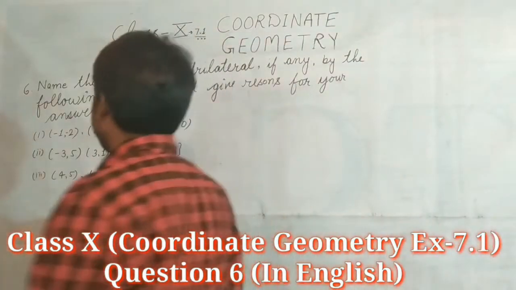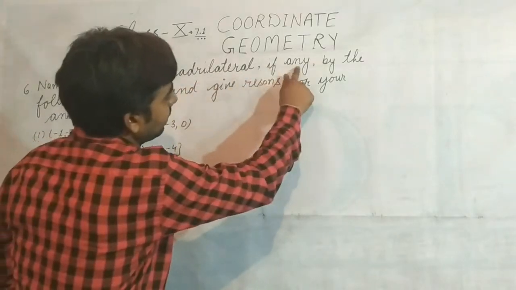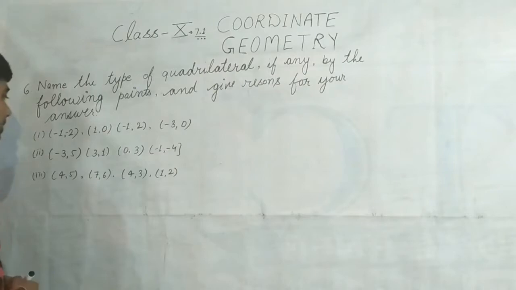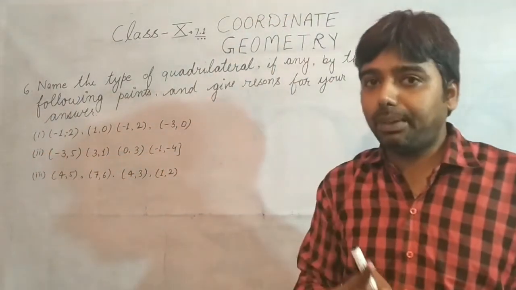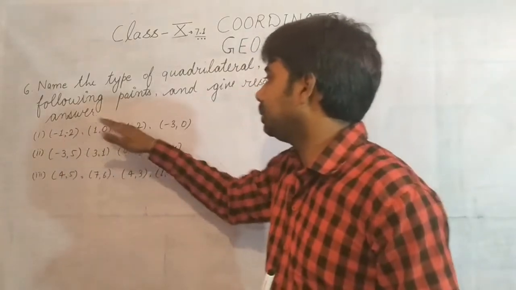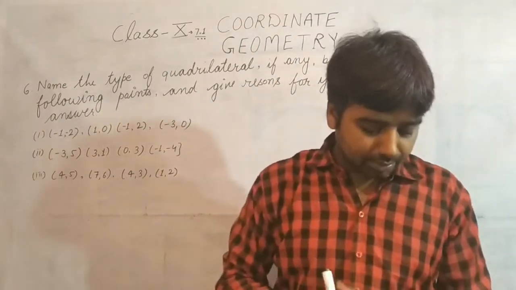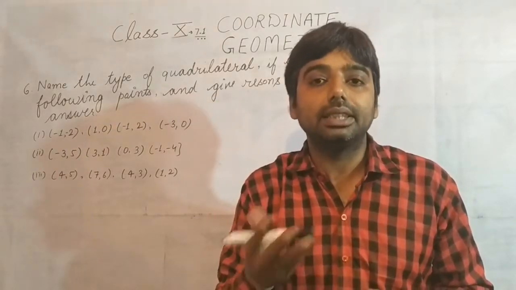Let me explain the question first. Name the type of quadrilateral, if any, formed by the following points and give reasons for your answer. We are given 3 parts. In each part, we are given 4 points, 1, 2, 3, 4, and we are required to check which type of quadrilateral it is.